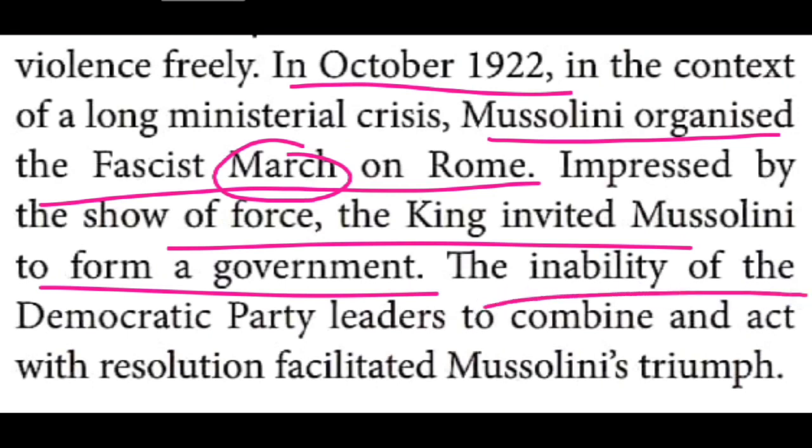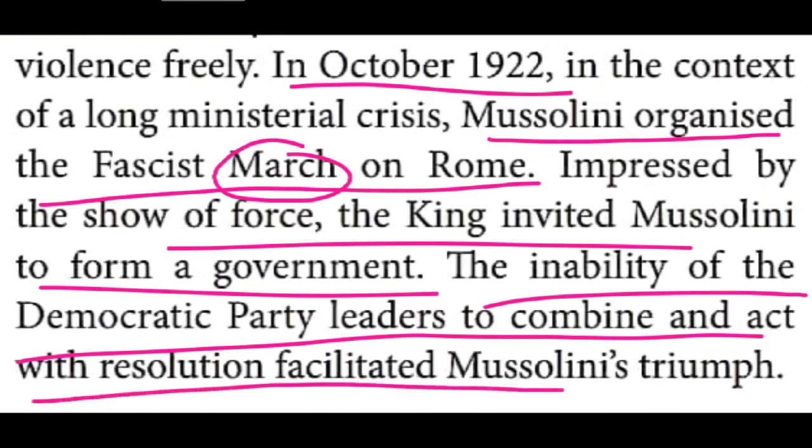Okay, so the inability of the Democratic Party leaders to combine and act with resolution was the reason for Mussolini's victory. Which one, in the sense? The Democratic Party leaders were very inefficient, morally incapable people. They had no abilities. That was the reason Mussolini got the success. Okay, so that's a thing.